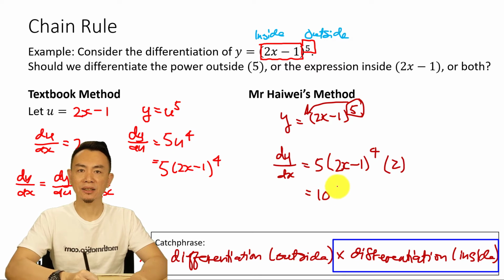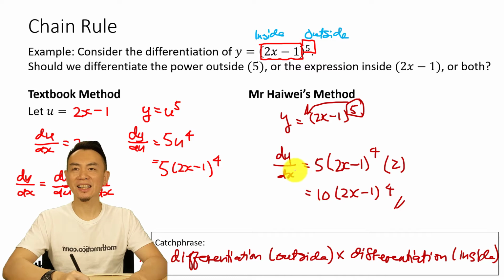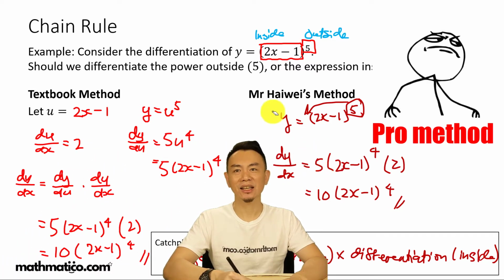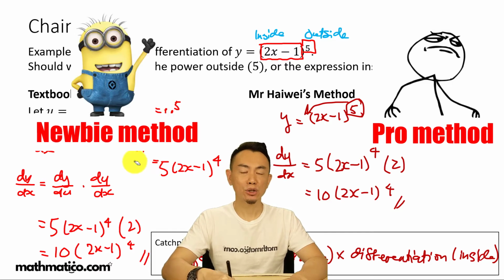5 times 2 is 10. Bracket 2x minus 1 to the power of 4. Yep, so you can see that the working is much shorter. Okay. Eventually you have to come to this. When you start off, you do this, and you should be very familiar with it.